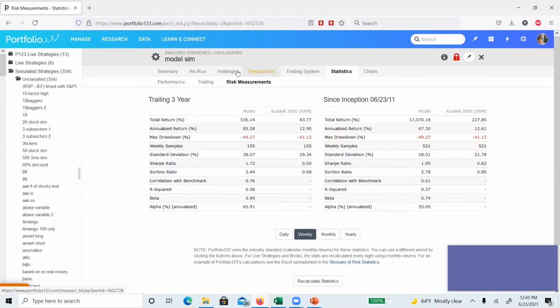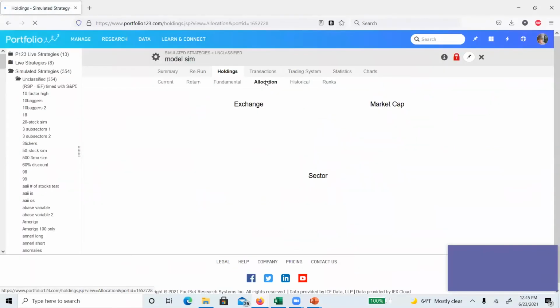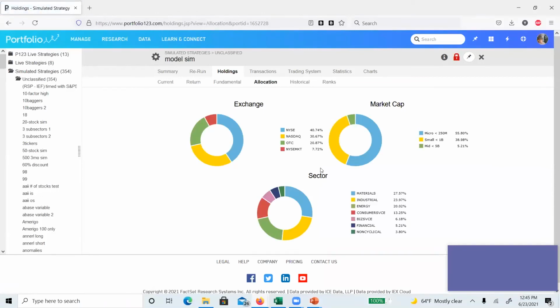Now, I also recommend looking at holdings. Look at the allocation. This seems like a pretty typical allocation for one of my simulations, but you might not want so many microcaps. This is a pretty good sector balance, I think. Actually, there's no tech stocks in here at all, and no healthcare either, which is unusual.